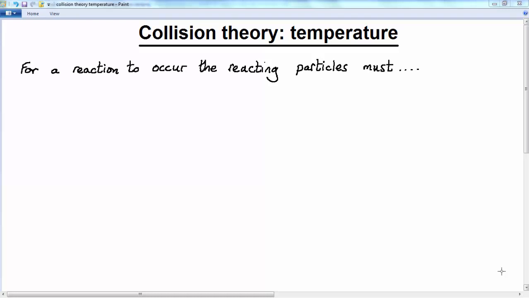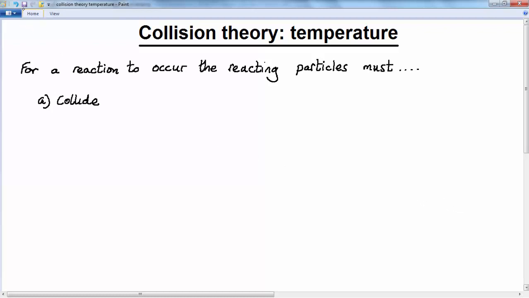In this lesson, we're going to look at how temperature affects reaction rate in the context of collision theory. We remember from the last lesson that for a reaction to occur, the reacting particles must first of all collide with each other. If they don't collide with each other, then there will be no reaction. So that's the first really important requirement for a reaction to occur.